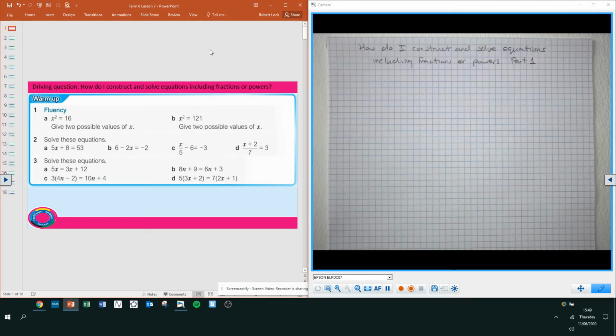And welcome to How Do I Construct and Solve Equations, including Fractions or Powers, Part 1.